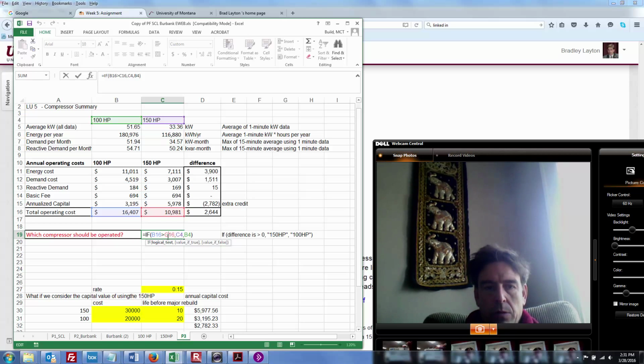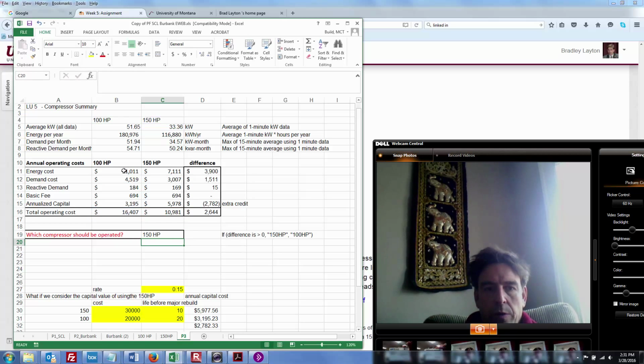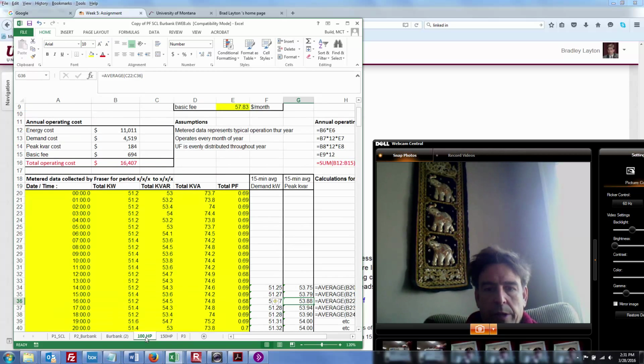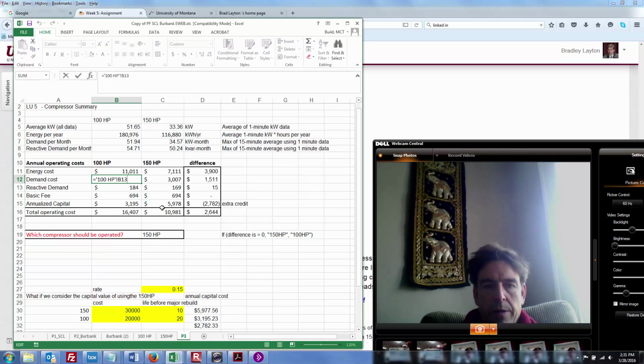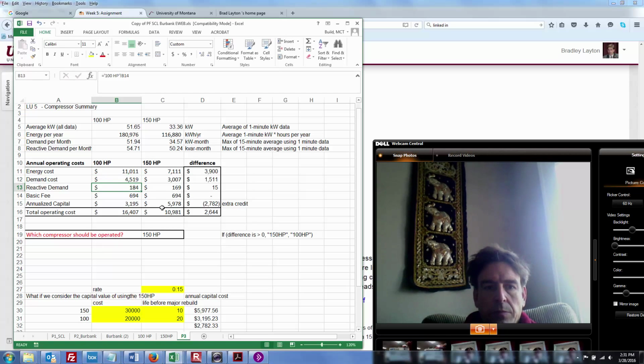So how do we get the total cost? Well, we've got the energy cost, which is coming out of the 100 HP. We just looked at those a second ago, both for the 100 and the 150. The demand cost, again, is coming off of the 2 spreadsheets. The reactive demand, so that's 100 HP B14. Let's look where that's coming from.